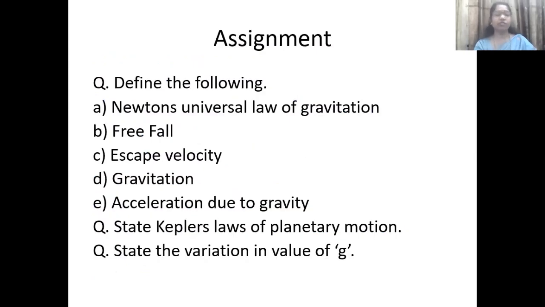Here are a few questions for your assignment. You can solve these questions because in the boards, we have these questions being asked several times. Define the following: Newton's universal law of gravitation, free fall, escape velocity, gravitation, acceleration due to gravity. State Kepler's laws of planetary motion can be asked for 3 marks. It was asked in March 2020. State the variation in the value of g. This can be asked for a 3 marks question.